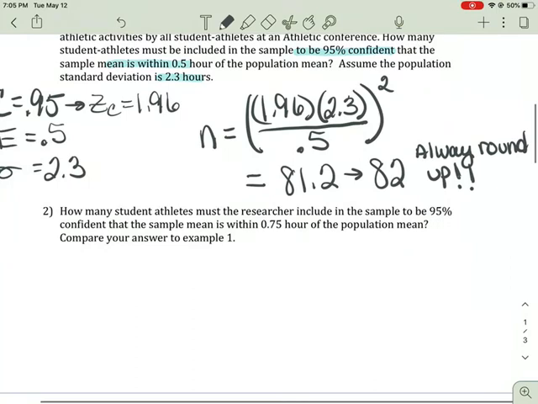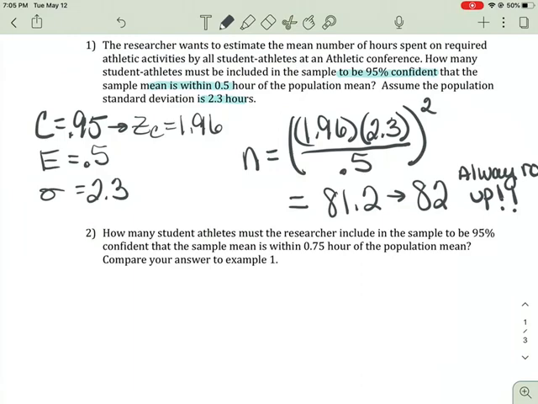I can't tell you how many times I take points off because people don't round up. All right, so we need 82 student athletes. Let's try this again. How many student athletes must the researcher include to be 95% confident the sample mean is within 0.75 of an hour? Suppose we change our within. Does that change how many people we need to talk to?